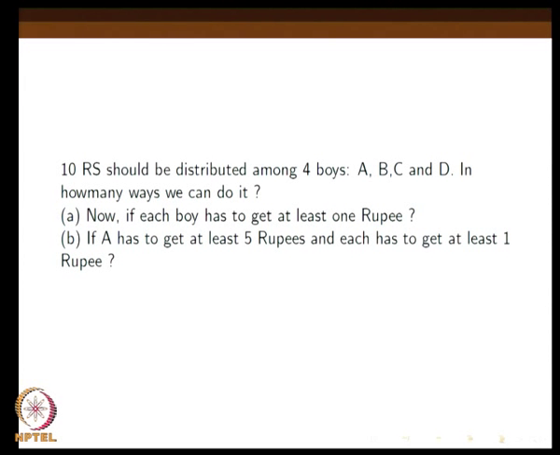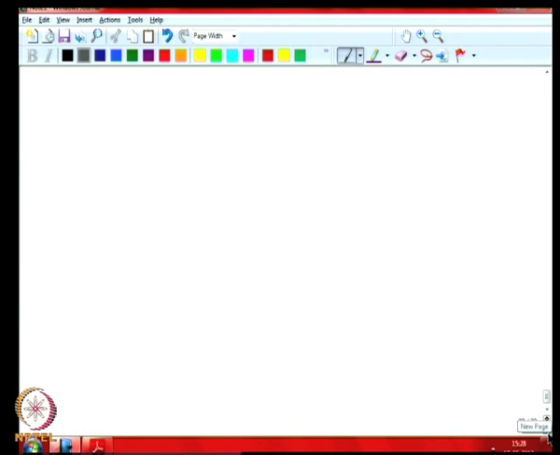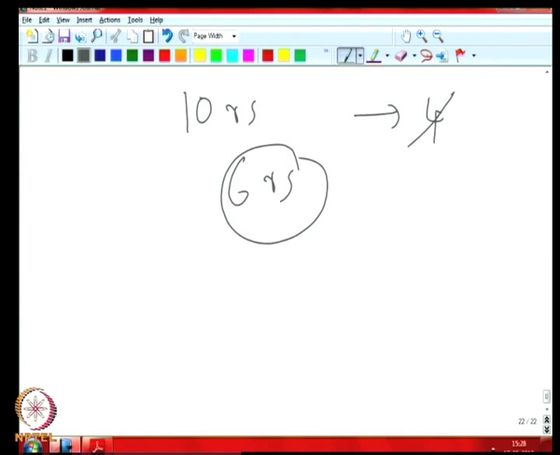The trick is just this, and it is very easy. We have 10 rupees with us. First distribute 1 rupee to each boy, that means 4 rupees are gone, right. Now only 6 rupees are left. The question is, you can distribute these 6 rupees to 4 boys.